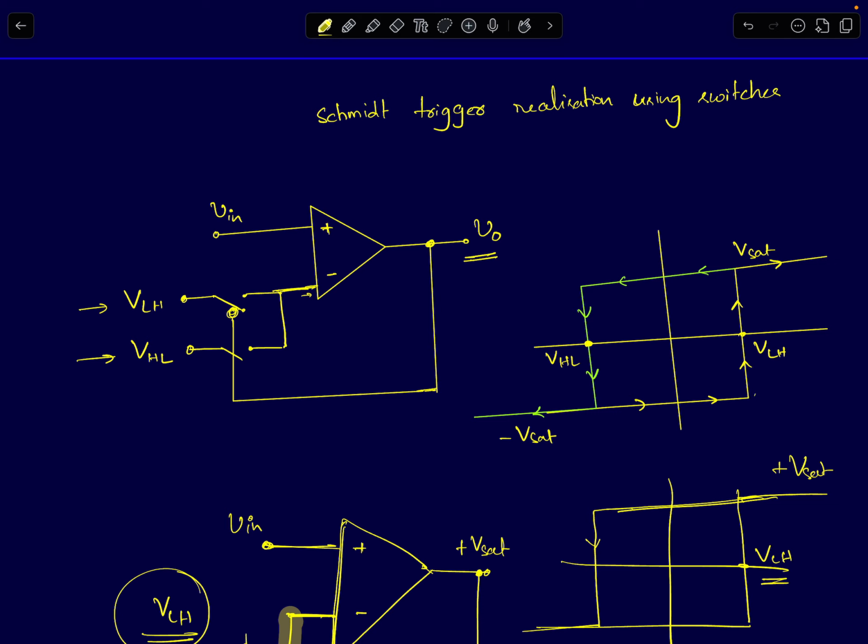In some papers, or if you Google, you may find some circuits which will resemble this architecture. But conceptually this is what it means. Immediately when your output changes, you want the threshold also to change. How do you do that? I just use switches and two different threshold voltages, and I've built my Schmidt trigger.